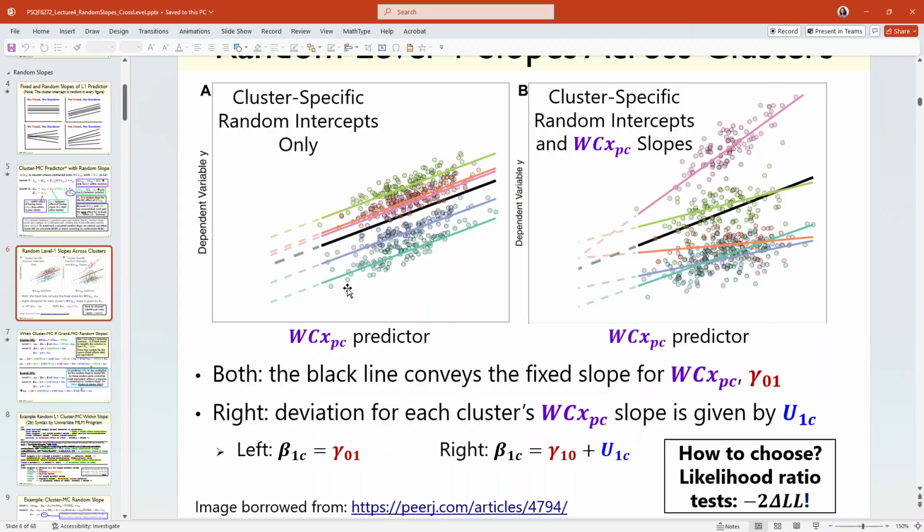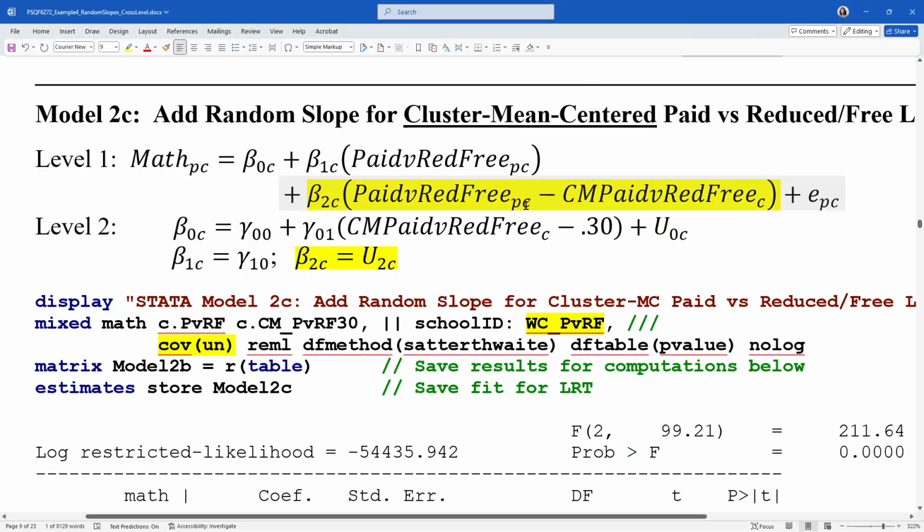So the left picture is consistent with a random intercept only across these differently colored groups of circles. The right picture is consistent with a random intercept and slope model. So this would mean that the extent to which it sucks being poor can differ across schools. That's my level 2 random slope of my level 1 predictor.